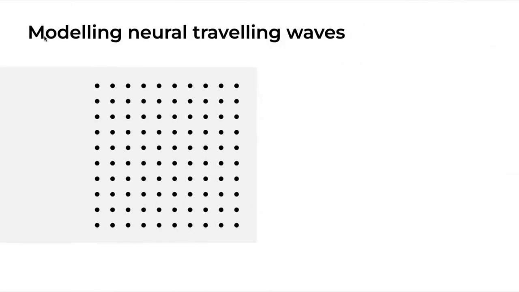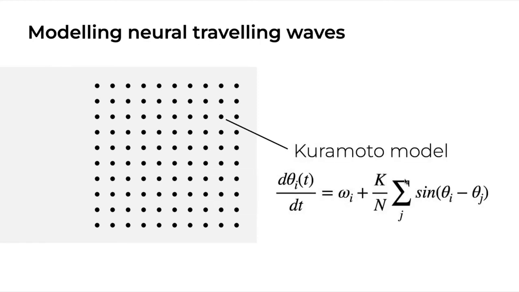Now, let's get to the real question here. How are we modeling neural traveling waves? And this can easily be done in TVB. So here we set up a two-dimensional grid of these black circles. And each of these black circles can be a neural mass model. It can be as abstract as the Kuramoto model, or more biologically realistic, such as the Wilson-Cowan or the Jansen and Rit model. But for the sake of the argument, and because we're working with phase oscillators, we're going to use the Kuramoto model here.